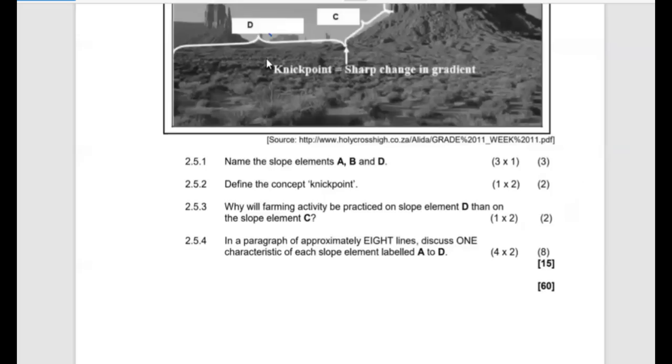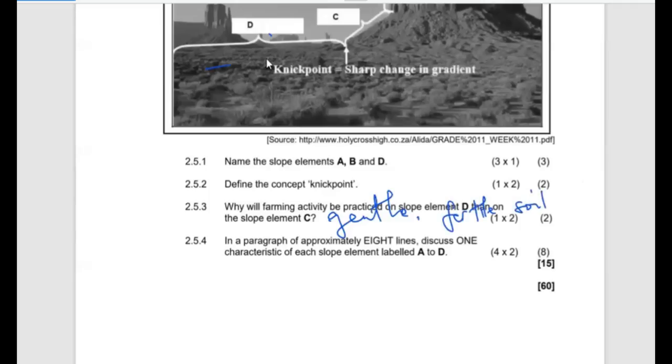It's gently sloping, this part here. Because of the gentle slope, it makes it easier to do farming or to use farming equipment and machinery there, because it's relatively gentle. And then it makes it feasible to do agriculture or to support agriculture. Or you can also argue on the quality of soil. There's fertile soil there.